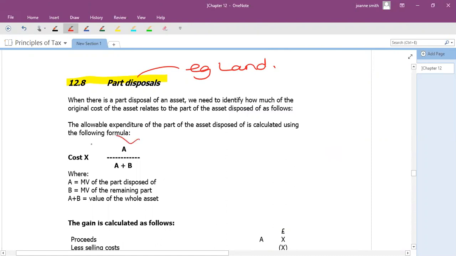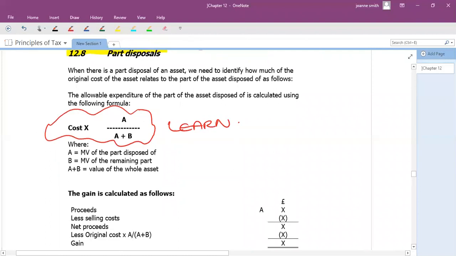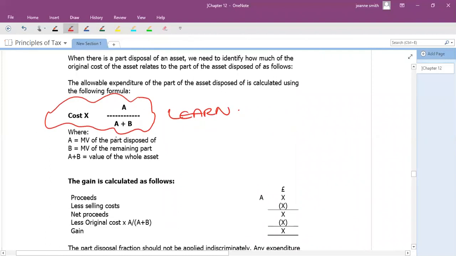So what we have to do is work out a proportion of the cost again. But rather than do it on a time basis, we use this formula: A over A plus B. So we take the original cost and we prorata it in current day terms. A is the market value of the bit you're selling and B is the market value of the bit you're keeping. So you're having a proportion of the whole of the asset in current day terms. And then once I know what that is, I will deduct that cost to work out my gain.